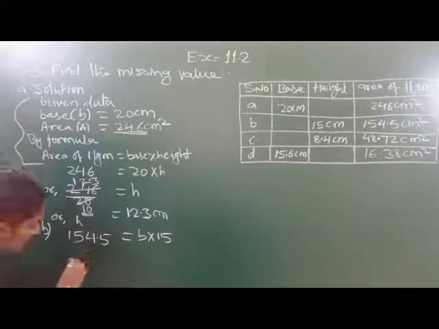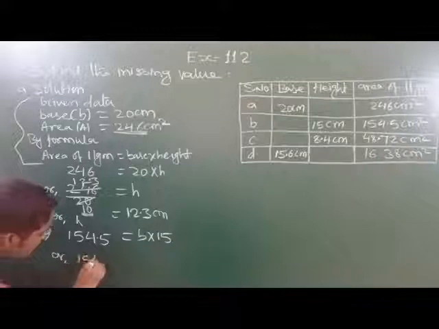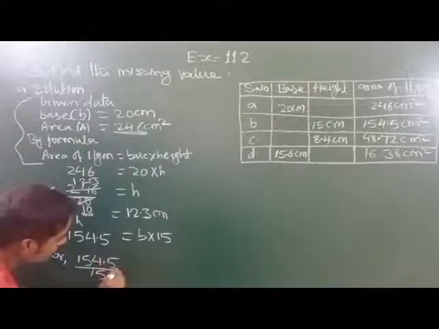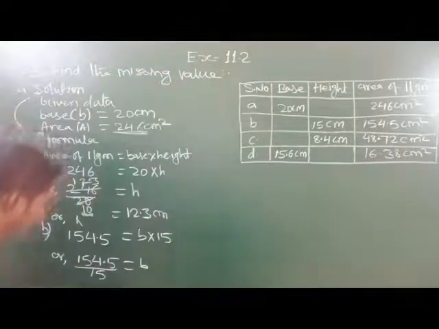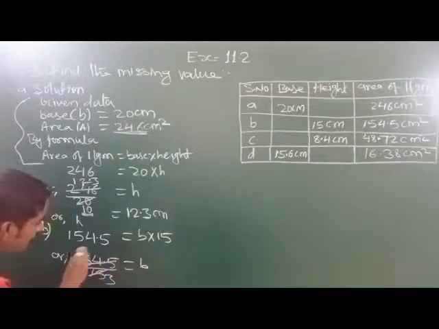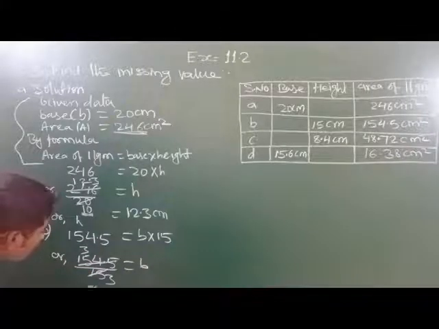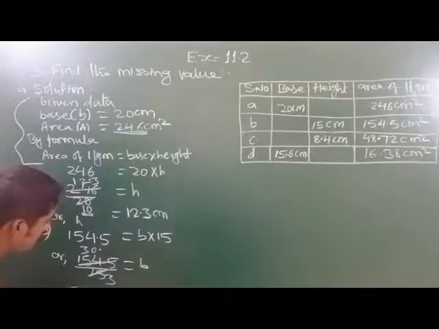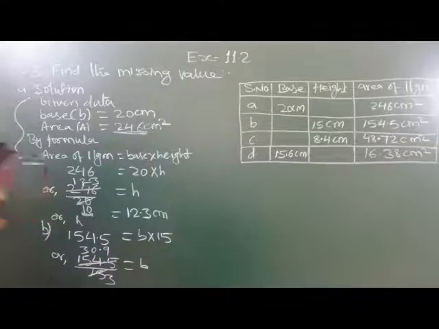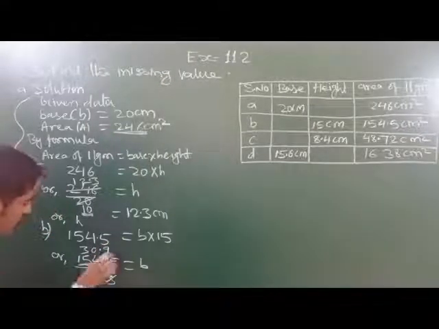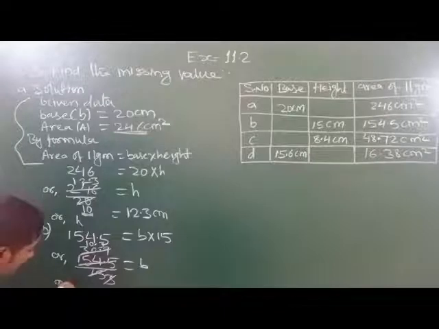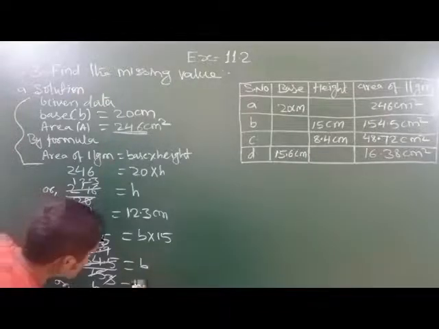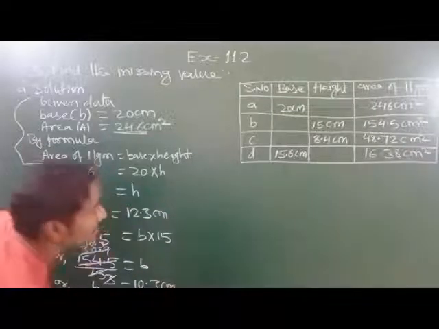Now if you calculate the base, students, then base will be 154.5 divided by 15. Now again you have to simplify it to the simplest form. How do we simplify? 5 3s are 15, and 5 3s are 15 again, then 0, and then here the decimal, and then 5 9s are 45. Again here 3 10s are 30, and 3 3s are 9. So basically here you will get base equal to 10.3, and the unit will again be centimeter.